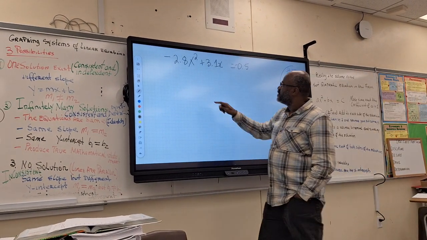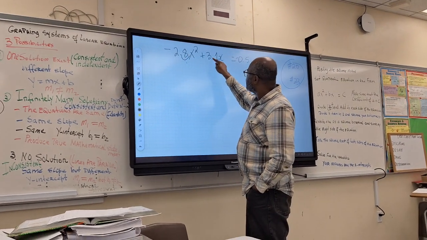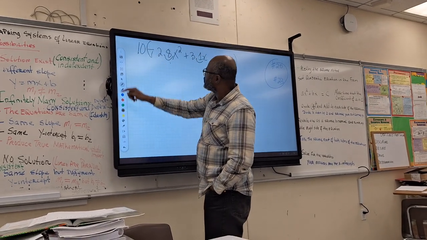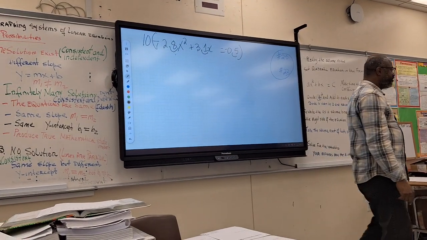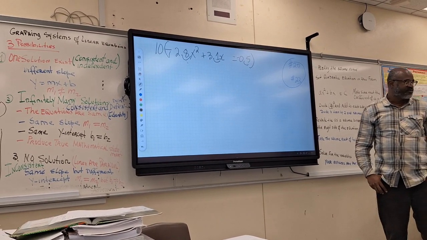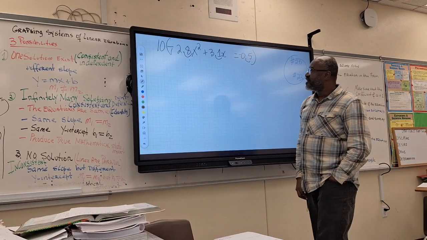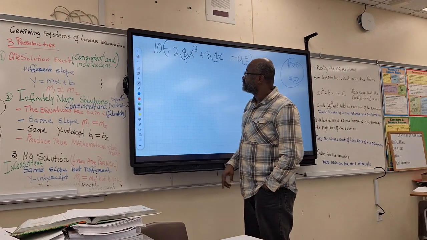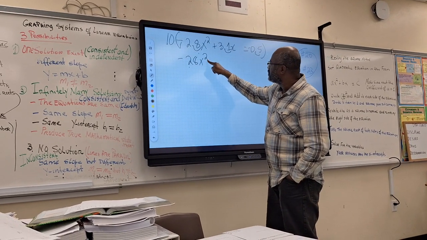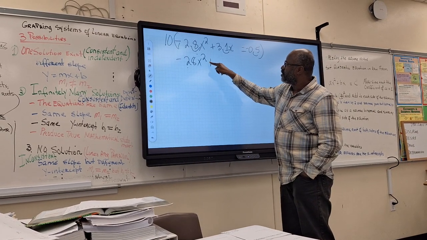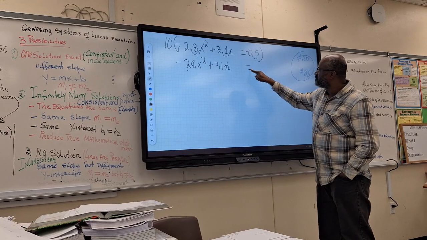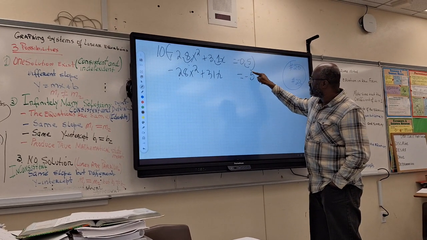So, to the 10th. Now get rid of my decimal value. Just multiply by 10. One place after the decimal is to the 10th, right? Then you will end up with what? Negative 28x squared plus 31x is equal to negative 5, right?